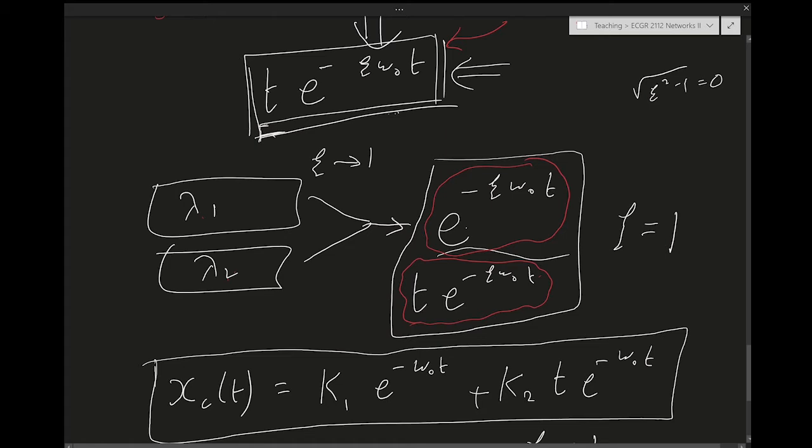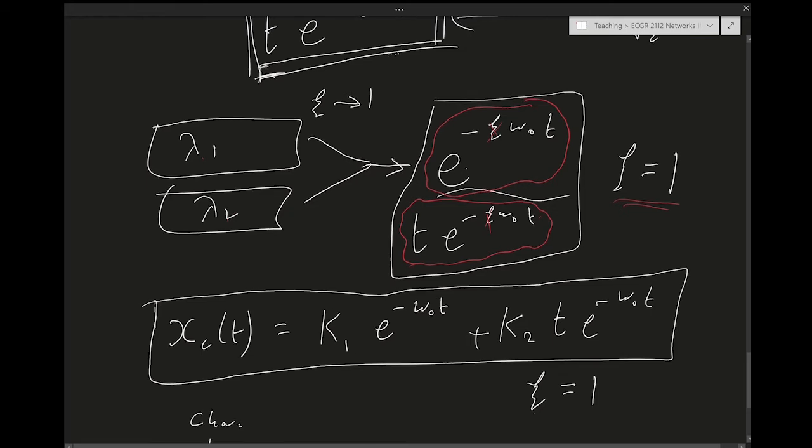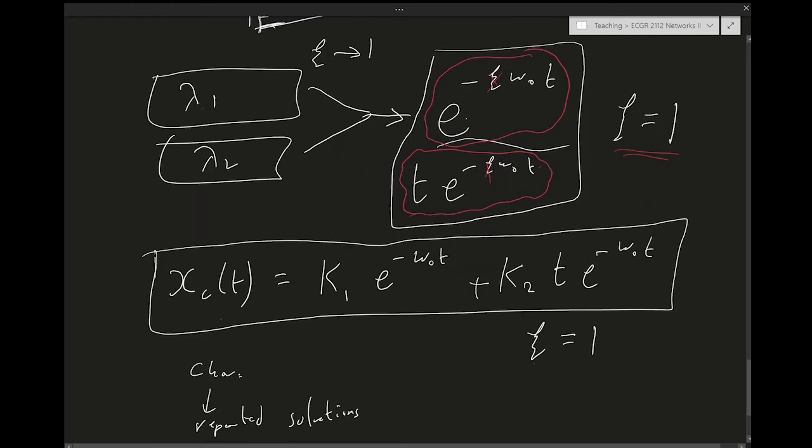Right? Here I know zeta equals 1, so I don't need to put zeta here. Right? So the complete general solution becomes this. It becomes k1, some constant, e to the minus omega naught t, this term, plus k2, this other distinct solution that we found, which is k2 t e to the minus omega naught t.